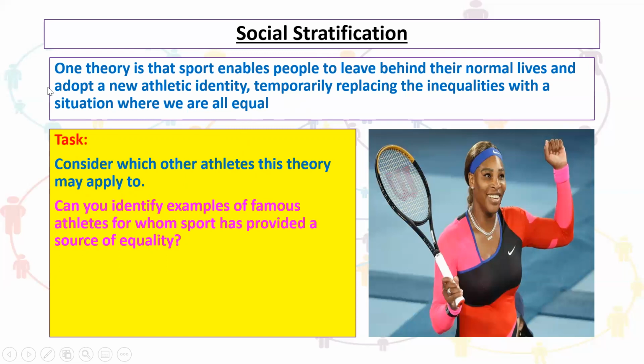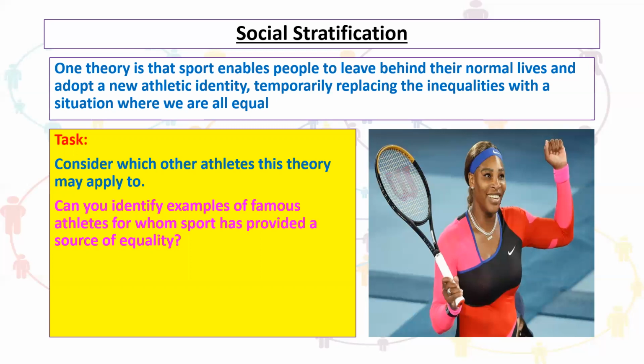Can you think of examples where famous athletes have come through from maybe a lower class background, and sport has enabled them to take on a different role and essentially a different status? Have a think about it. It might be something that you do a little bit of research on.